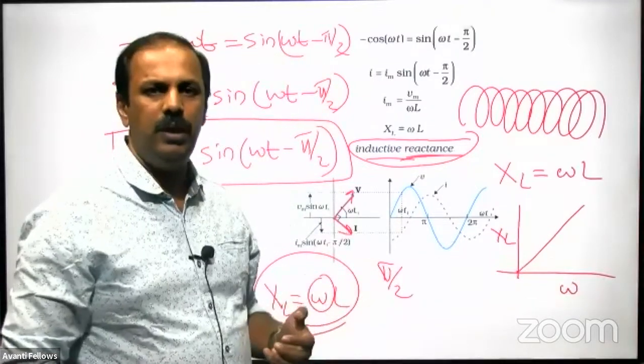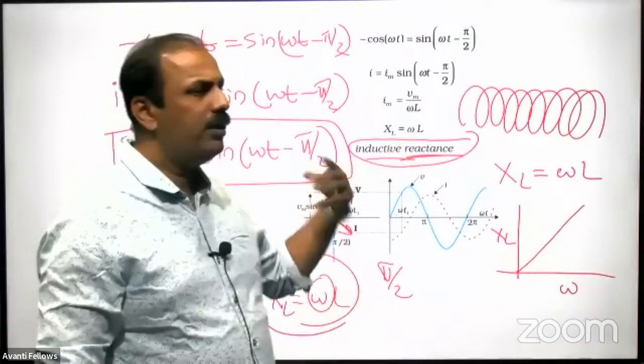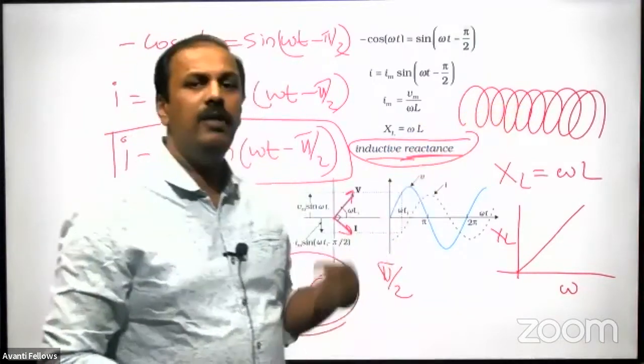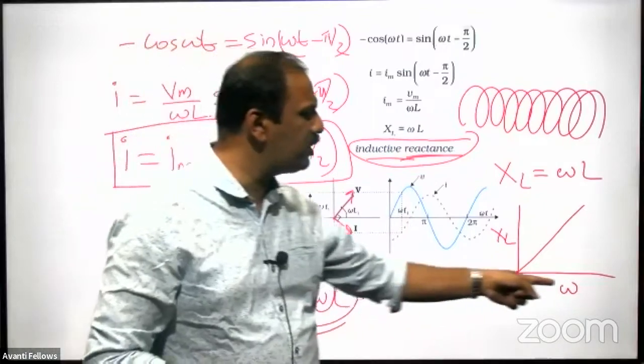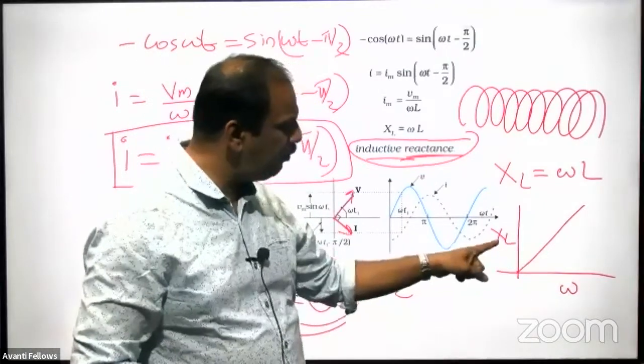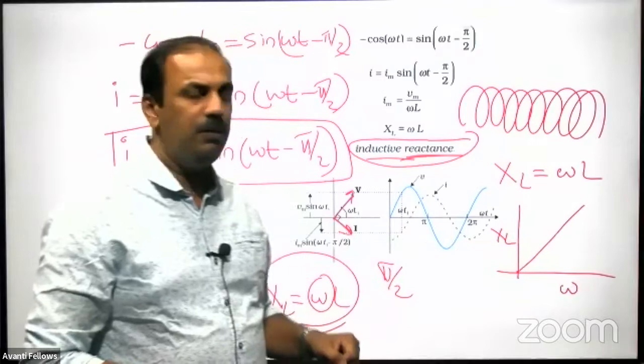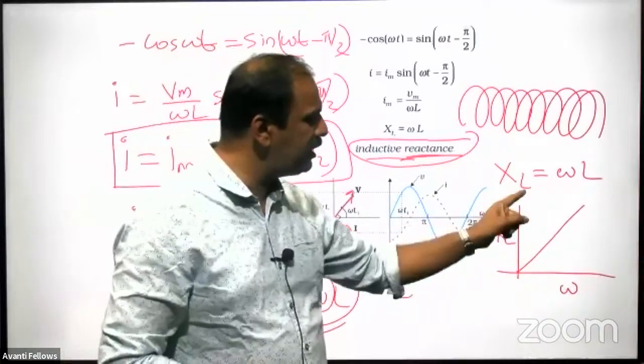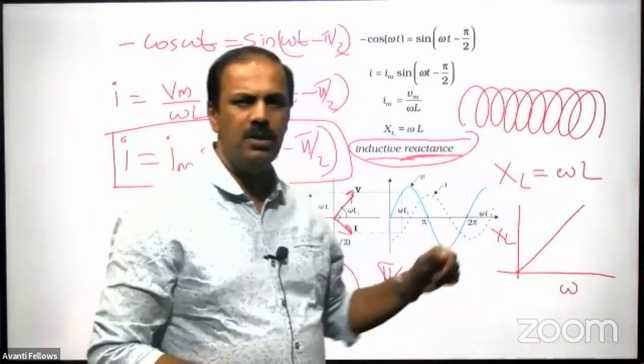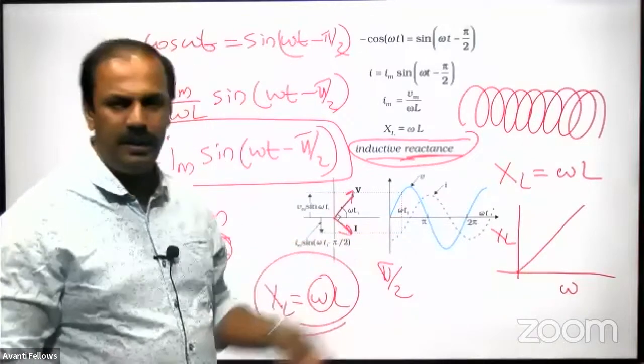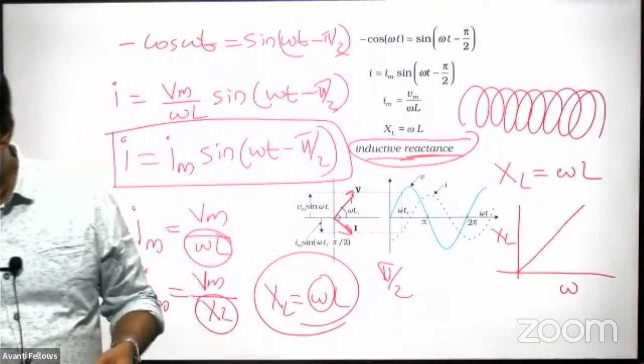So what is the meaning of that? For lower frequency, or DC, current can pass through this, and when the frequency increases, the opposition also increases. So this is the graph between the opposition and the frequency. If you take the graph between current and the frequency, it will come opposite because it will reduce. That we will discuss later, because that is an important point.